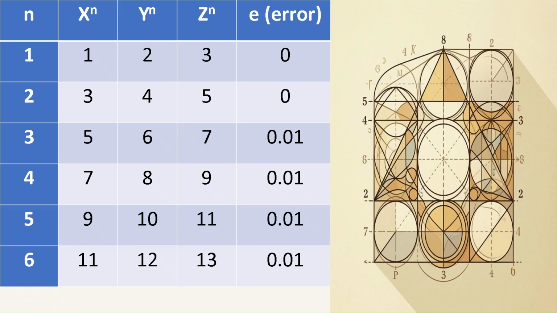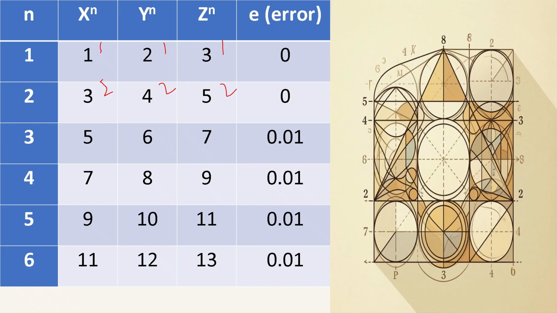If we see this table, it means 1 raised to the power 1 plus 2 raised to the power 1 is equal to 3 raised to the power 1, and the error term is 0 because it satisfies the equation fully. Now 3 raised to the power 2 plus 4 raised to the power 2 is equal to 5 raised to the power 2. So here also the error is 0. It means that for n equal to 2 the equation is satisfied fully.